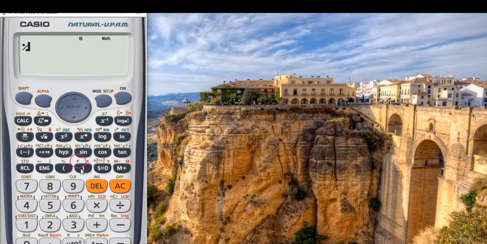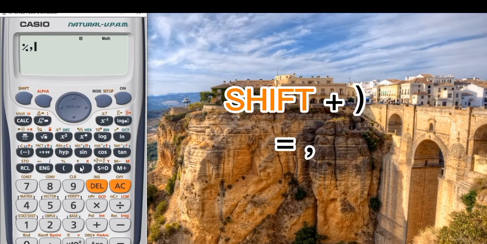So on top of the bracket close sign, we have the comma button, and it is also yellow in color, which means I will have to use the shift key to activate it. So I simply tap on my shift and the bracket close sign. This applies to all the other keys that are also yellow in color.